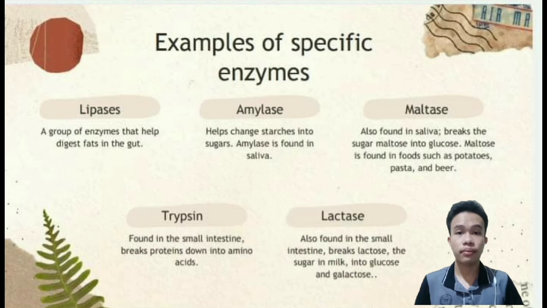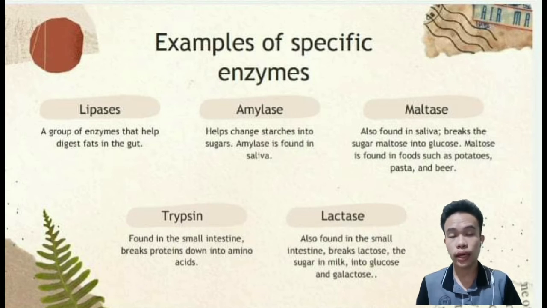Lactase is an enzyme that helps to digest lactose, which is a sugar that can be found in milk. It breaks lactose, turning it into glucose and galactose. And lactase can be found in our small intestine. Trypsin is an enzyme that helps us digest proteins by breaking them down, turning them into amino acids. Trypsin can be found in our small intestine.